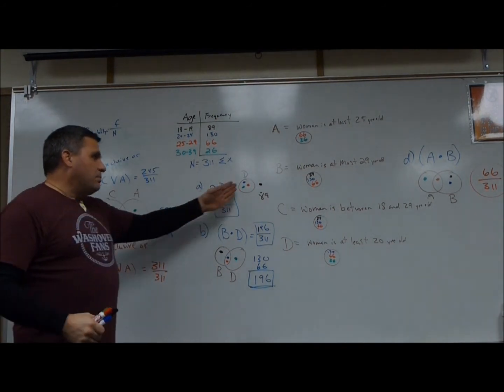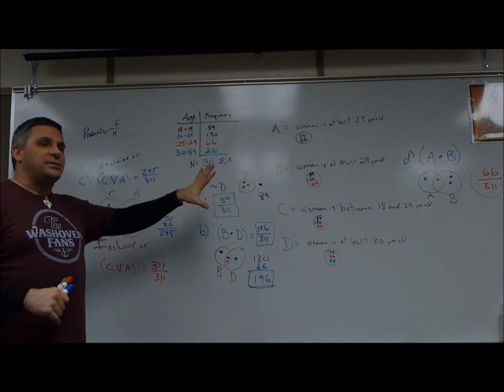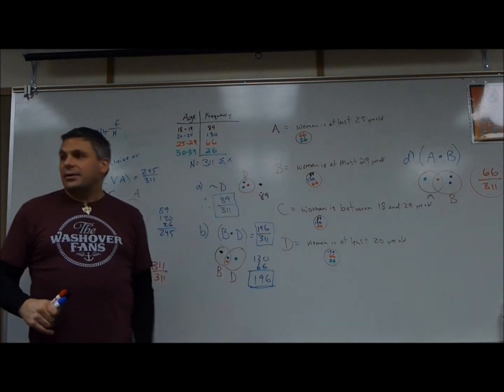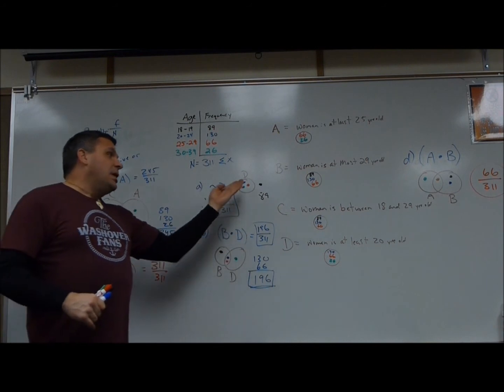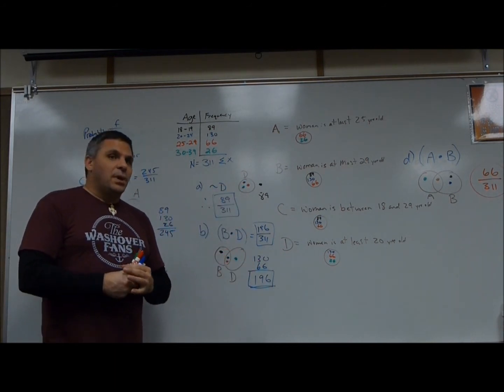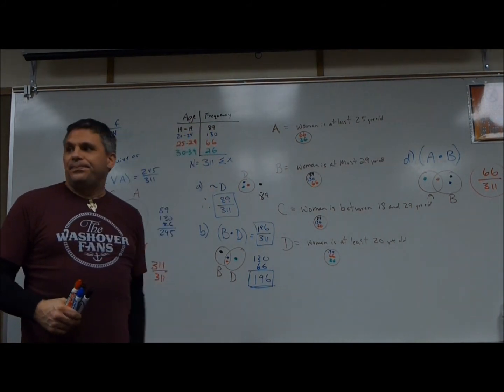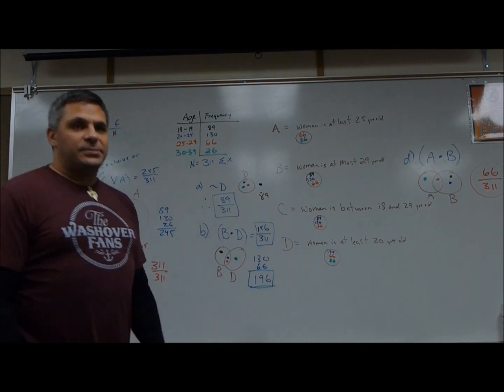I see blue, green, red. I don't see black, therefore not D would be black. D would be blue, green, and red. Okay? And then you just look up here to blue, green, and red and add them up. And that's problem 2.